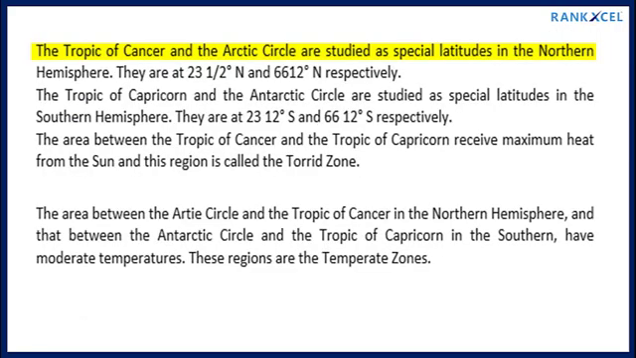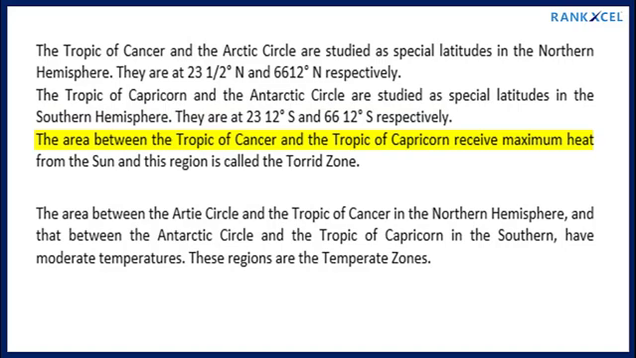The Tropic of Cancer and the Arctic Circle are studied as special latitudes in the northern hemisphere. They are at 23½ degrees N and 66½ degrees N respectively. The Tropic of Capricorn and the Antarctic Circle are studied as special latitudes in the southern hemisphere. They are at 23½ degrees S and 66½ degrees S respectively.